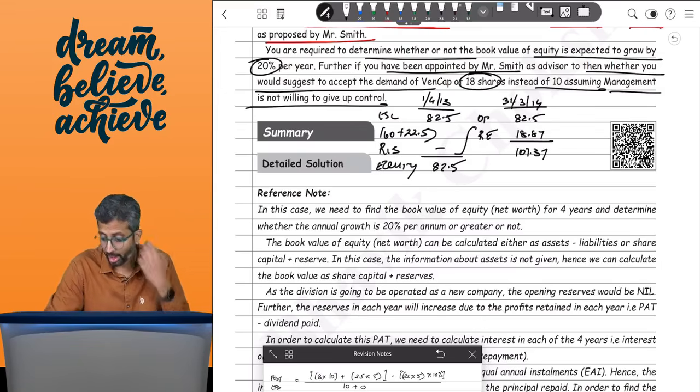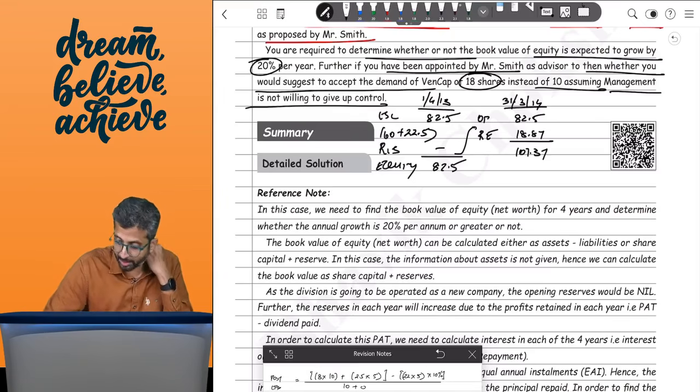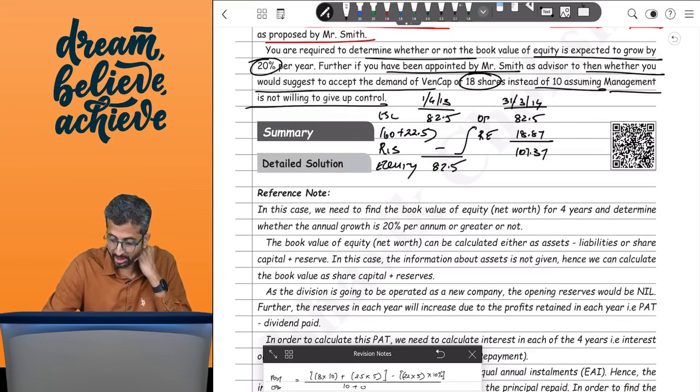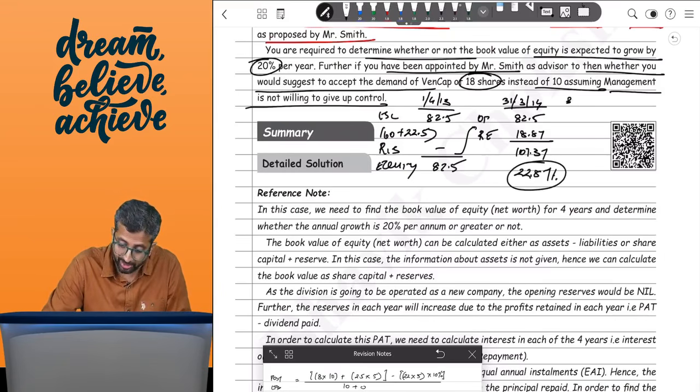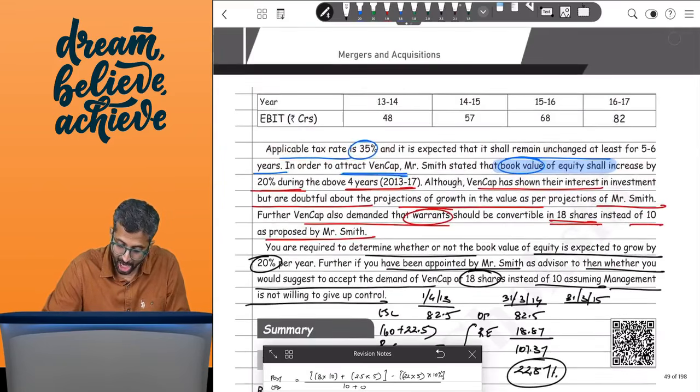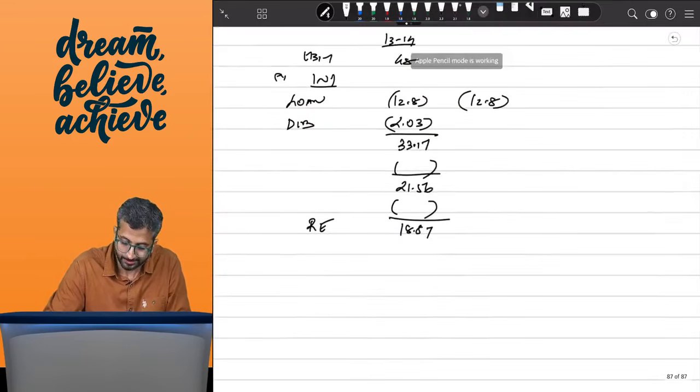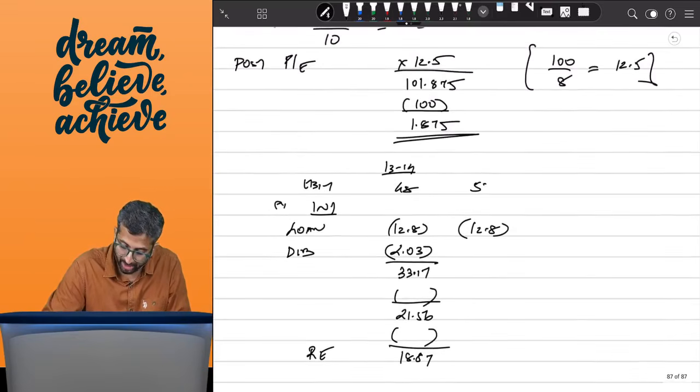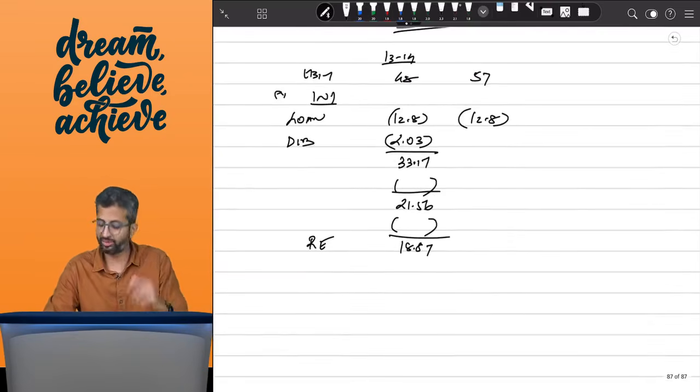Okay. Now, is that a growth of 20%? Well, 101.37 minus 82.5 upon 82.5 in percentage comes to around 22.87 or something. Is that greater than 20? Yes. Now, I'll do a similar working for 31st March 2015, but this is where I will get stuck. I know that the EBIT is 57. However, I don't know what is the interest. Well, can I say 2.03 remaining the same?